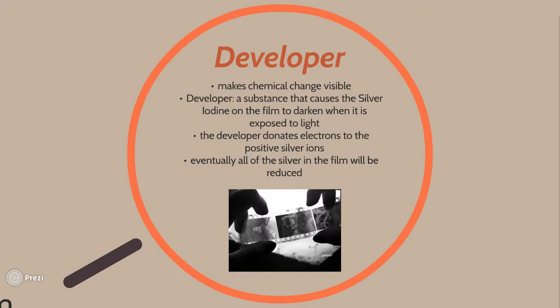Developer. Developer is what makes the chemical changes visible and makes the image permanent. Developer is a substance that causes the silver iodine on the film to darken when it is exposed to light. The developer donates electrons to the positive silver ions. Eventually, all of the silver in the film will be reduced. This is a picture of somebody developing black and white film.